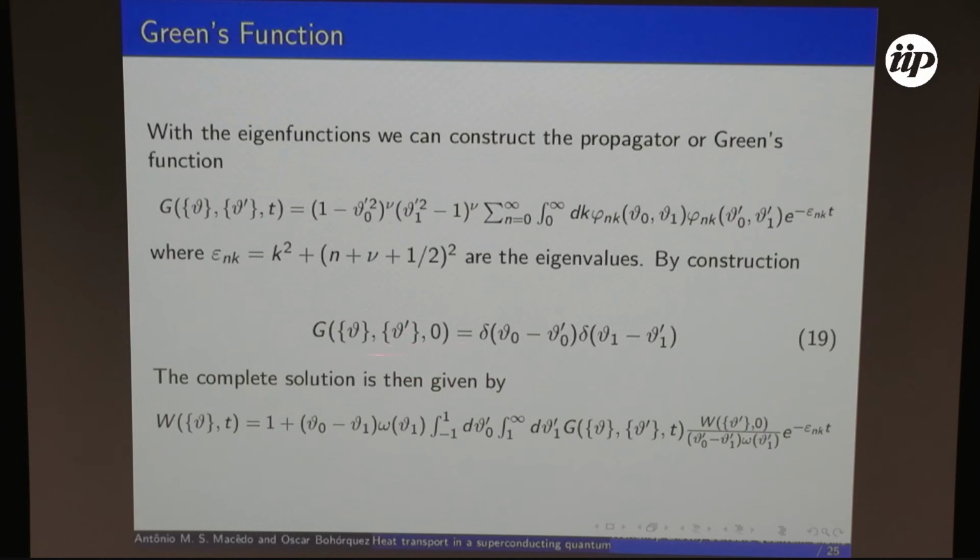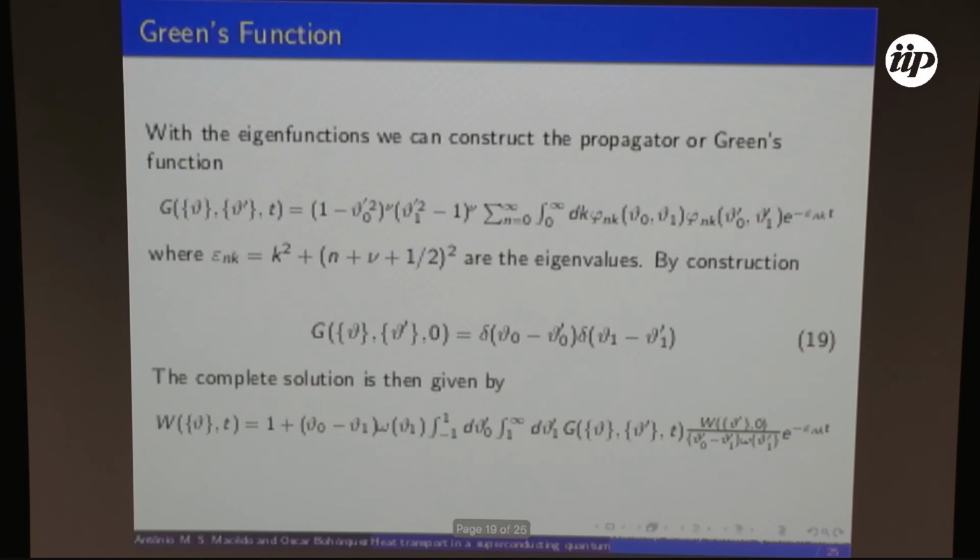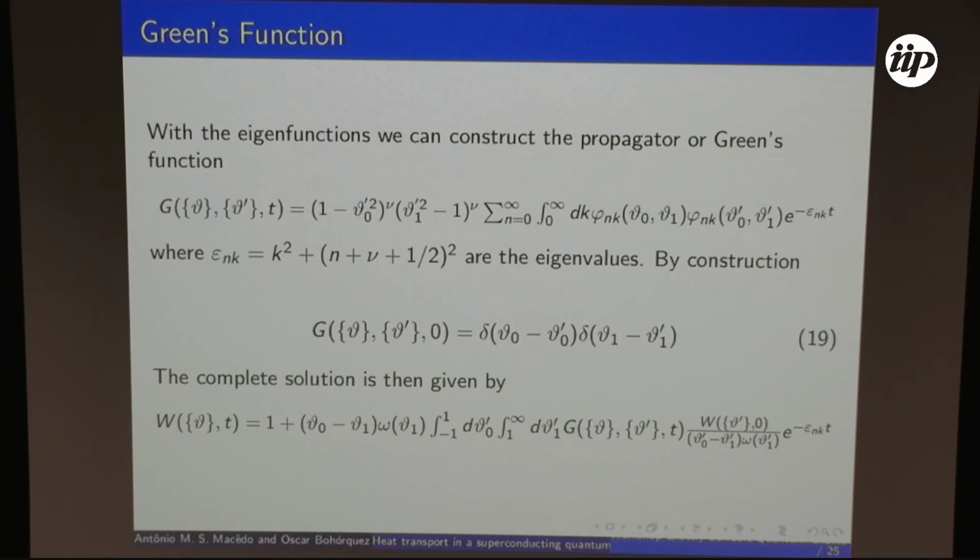And the Green function satisfies the usual initial conditions, so it's a delta function at the initial time, for t equals 0. And the complete solution is then written in terms of an integral of this G function, which is here. And we have to plug it here and use this W we had before. Okay? At this point, you might say, okay, this is hard because we have to do these integrals, and these integrals appear to be difficult.